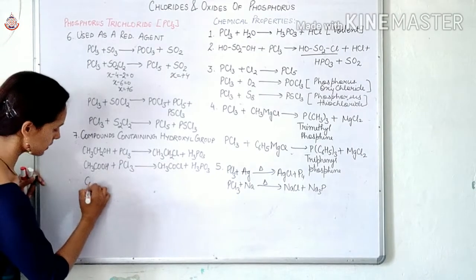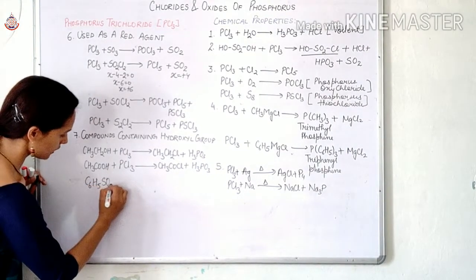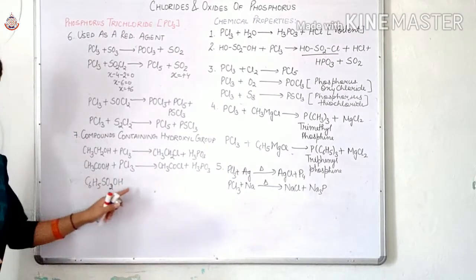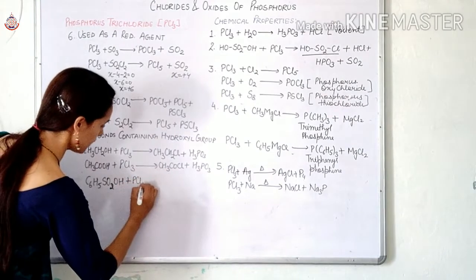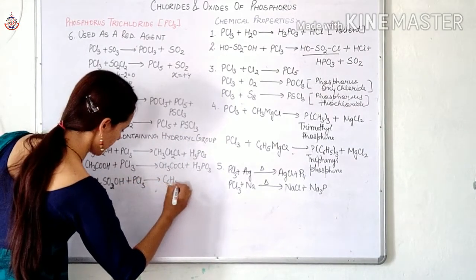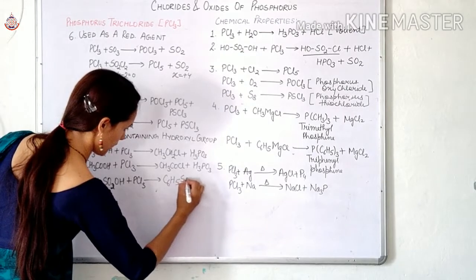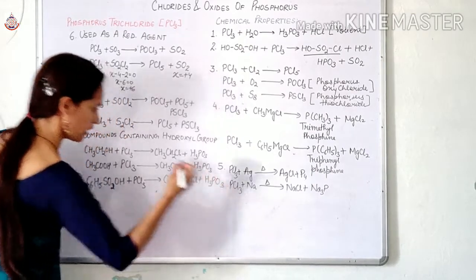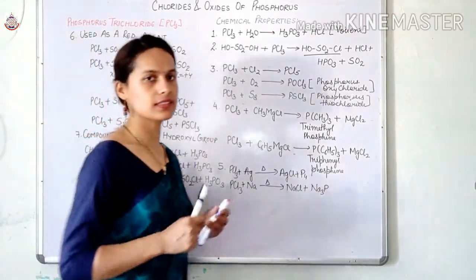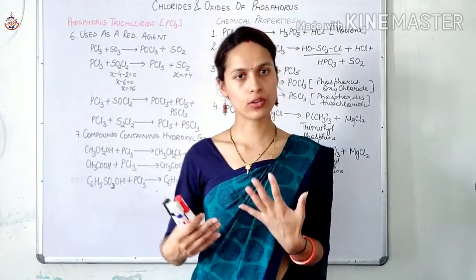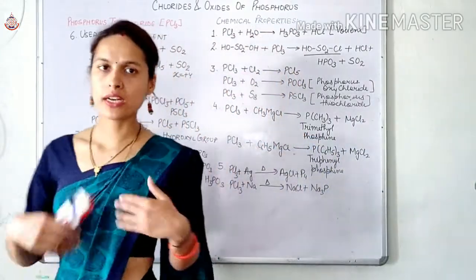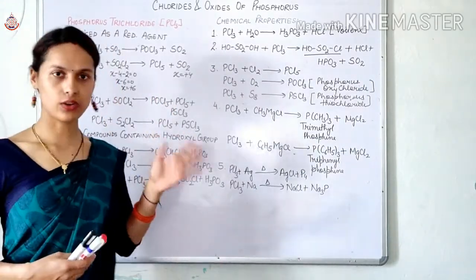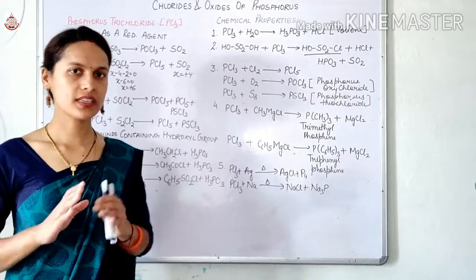Now suppose the third one is C6H5SO2OH. C6H5SO2OH plus PCl3, then it forms C6H5SO2Cl plus H3PO3. So in this way, it is used as a substituent for replacing the hydroxyl group from the compound containing hydroxyl group. So these are the chemical properties of phosphorus trichloride. So here phosphorus trichloride is done.